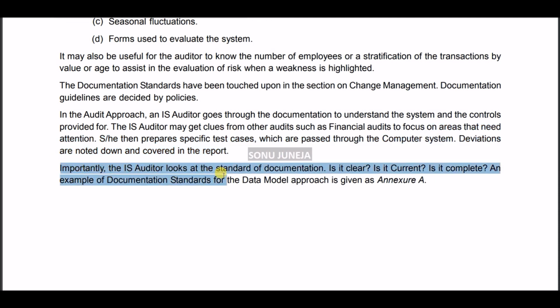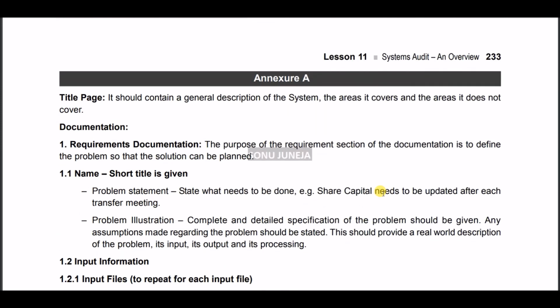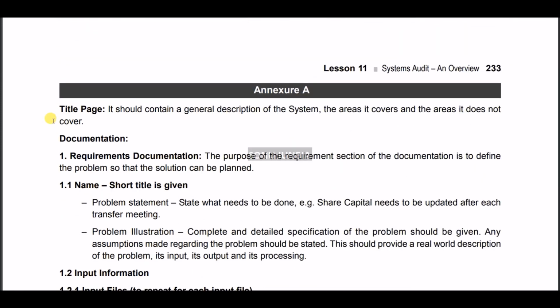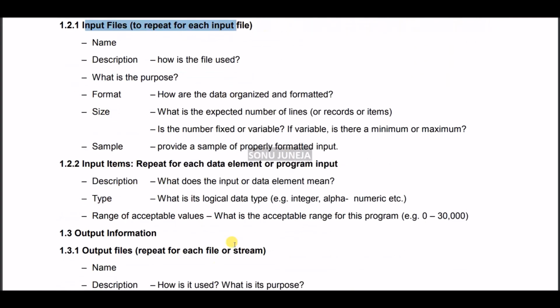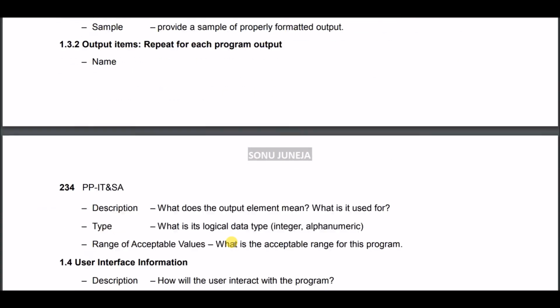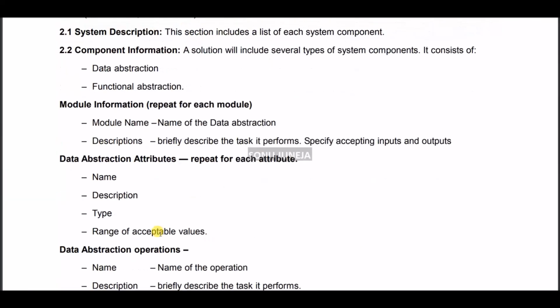Importantly, the IS auditor looks at the standard of documentation. Is it clear? Is it current? Is it complete? An example of documentation standards for the data model approach is given under Annexure A. So title page, documentation, purpose, requirement, short title are given. Just like when you prepare a project report, it is exactly the same on that part. Input, output, then you have the user interface, specification, system description.